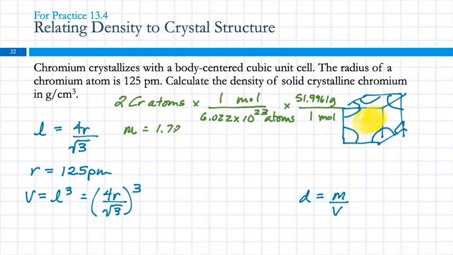1.72687 times 10 to the minus 22 grams. We expect that would be a really, really small number because 2 atoms don't weigh very much, right? And then we can go down here and finish out our volume calculation.